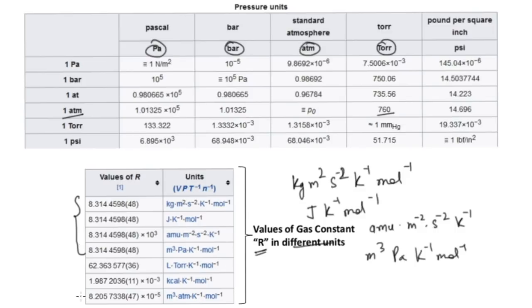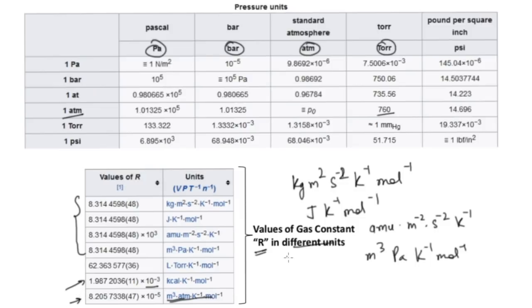Its value is 8.205 in terms of meter square atm per Kelvin per mole. So this is the unit of R. Then the value of R in terms of kilocalorie per Kelvin per mole will be 1.9 or something, into 10 to the power minus 3.